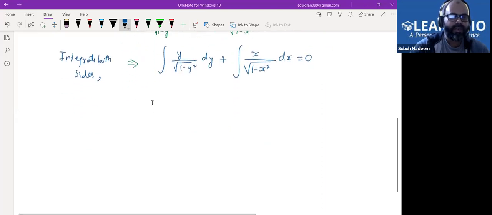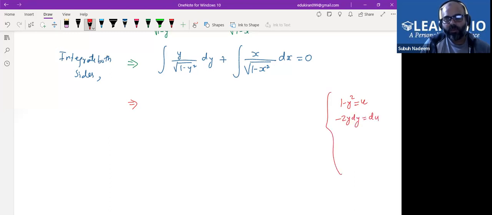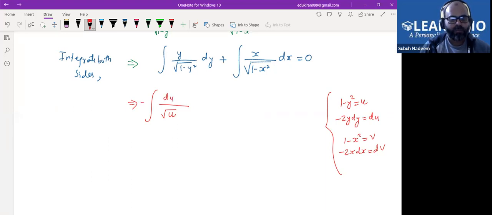So what we get after integrating this, as you know, is that substitution will work. If you take 1 minus y square as u, then minus 2y dy will be equal to du. Similarly, if you take 1 minus x square as v, then minus 2x dx will be equal to dv. So root over 1 minus y square is root over u, and y dy is du by minus 2. Similarly here, root over 1 minus x square is root over v, and x dx is minus half dv.